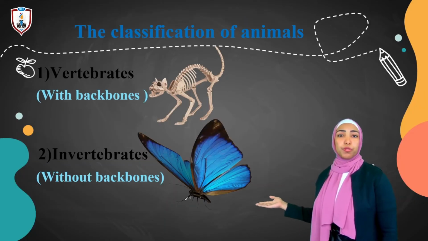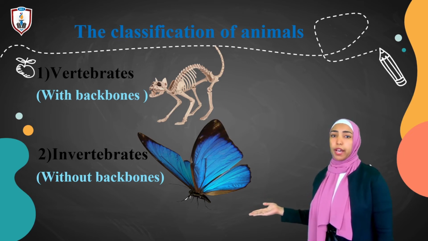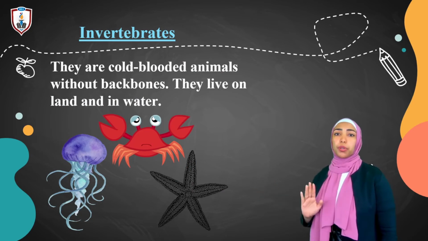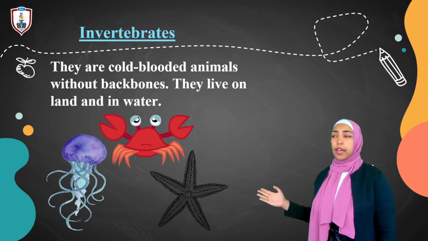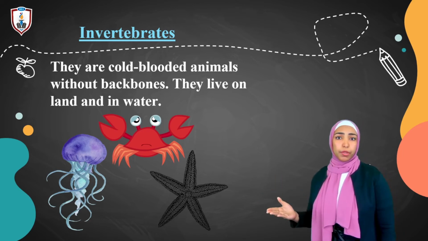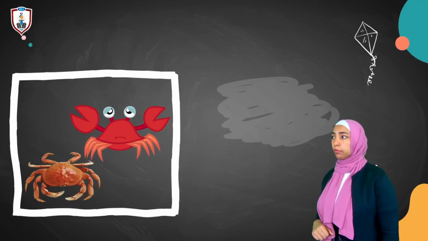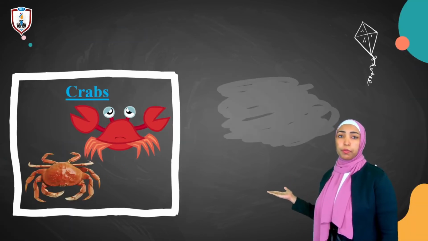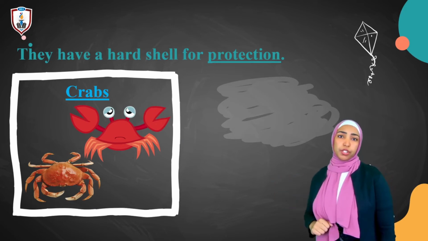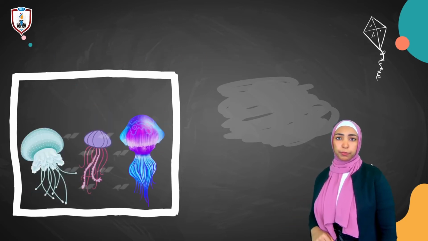And now let's move to the second group, invertebrates. As we've said, the animals without backbones. All of them are cold-blooded, and they live on land and in water too. Some of them live on land, and some of them live in water. Let's start with the crabs. They have a hard shell for protection. Allah created a hard shell for them to protect their body.